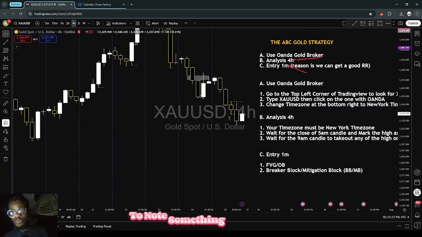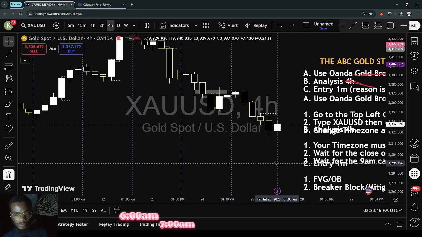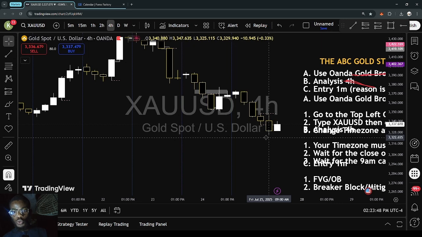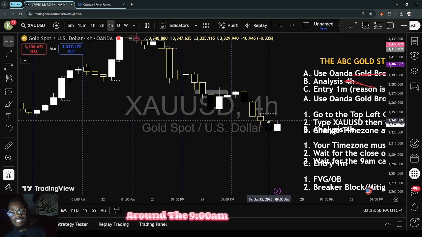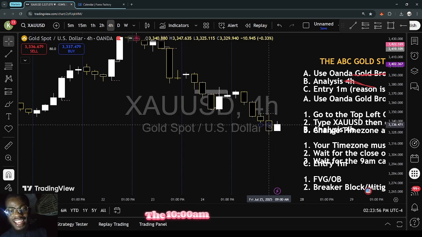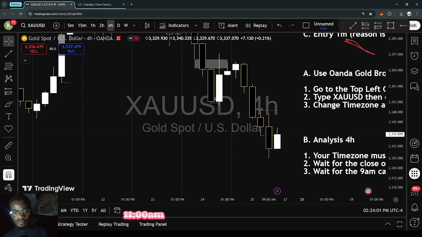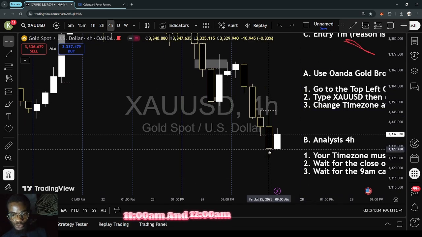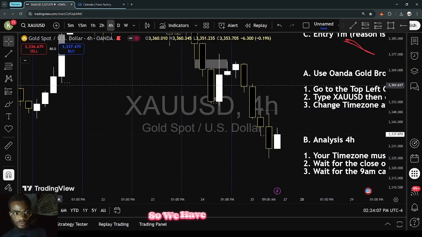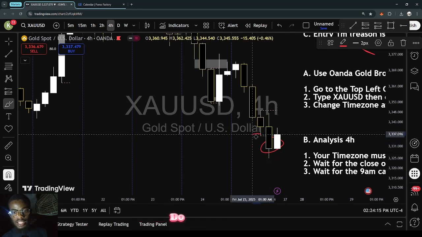I want you to note something, that the 5 a.m. candle on the 4 hours, inside the 5 a.m. we can see 6 a.m., 7 a.m., 8 a.m. While on the 9 a.m. candle, which is this, you will see the 10 a.m., 11 a.m. and 12 a.m. So we have to wait for the low of the 5 a.m. to be taken out by the 9 a.m. candle body.